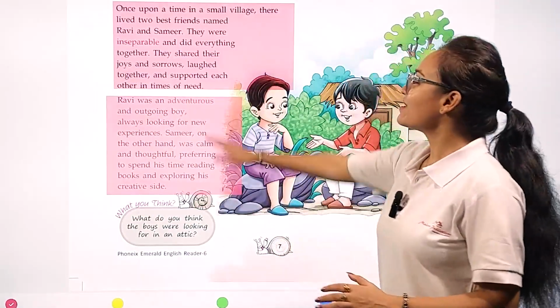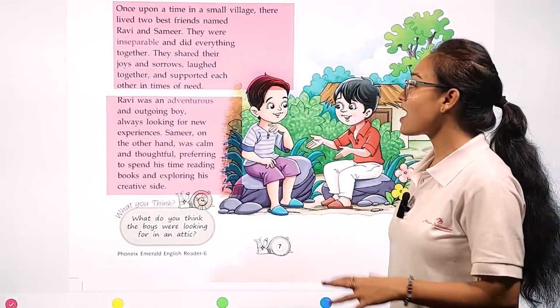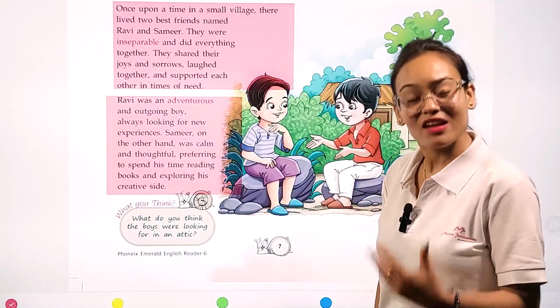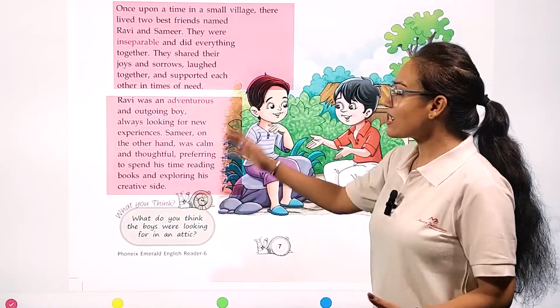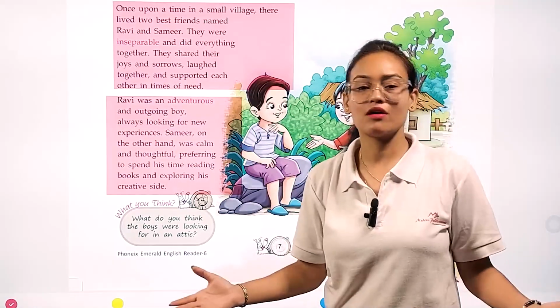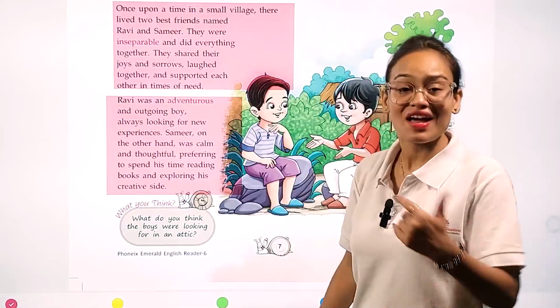Ravi was an adventurous and outgoing boy, always looking for new experiences. This means Ravi loves doing adventure, and Ravi always tries to explore new opportunities to get new experiences.